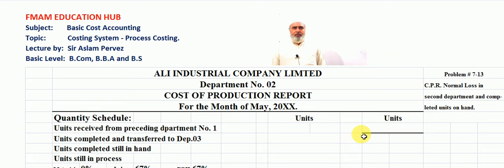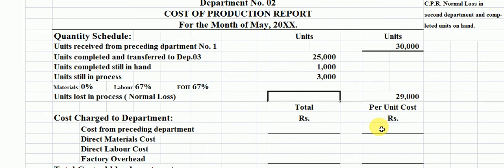in which we have to put the number of units received from department number 1, which are 30,000 units. Now units completed and transferred to department number 3, 25,000 units. Units completed still on hand is 1,000 units. Units still in process is 3,000. And 1,000 units are lost in the process. This is the normal loss, but we have to treat this loss in department number 2. 1,000 units. Now both the values are equalized.